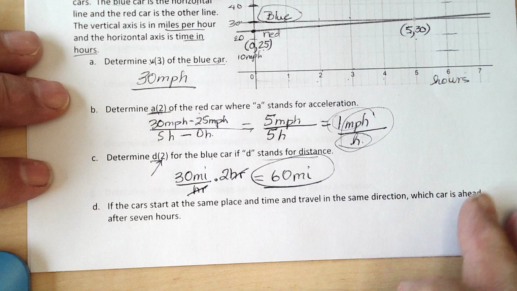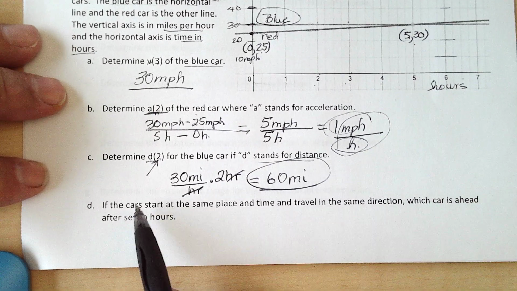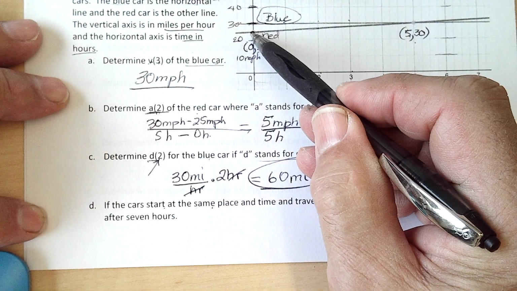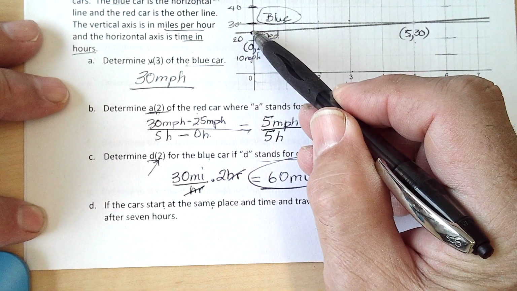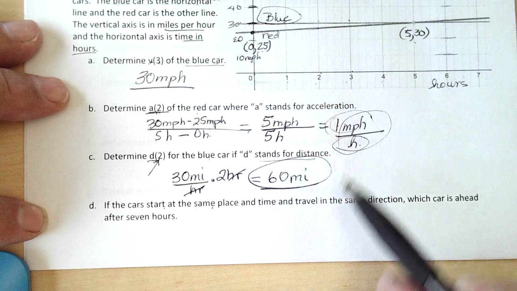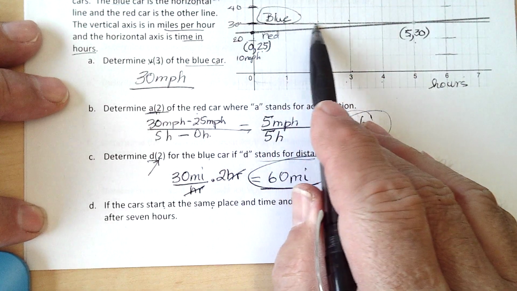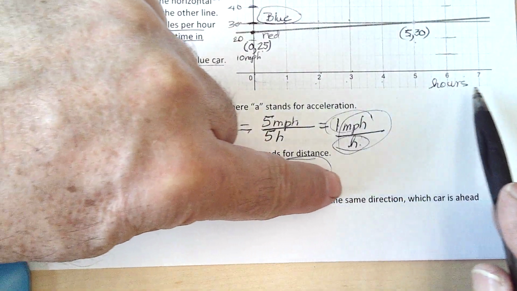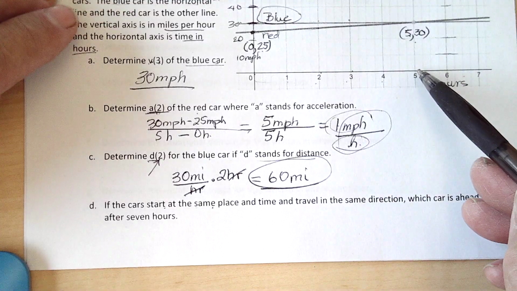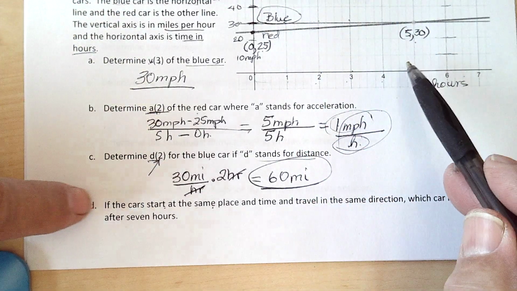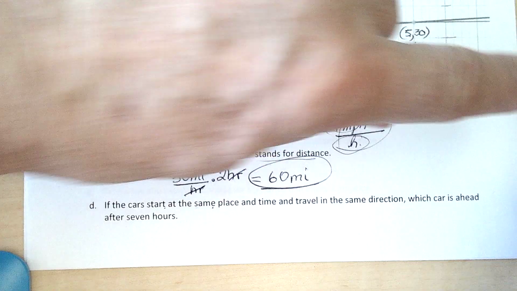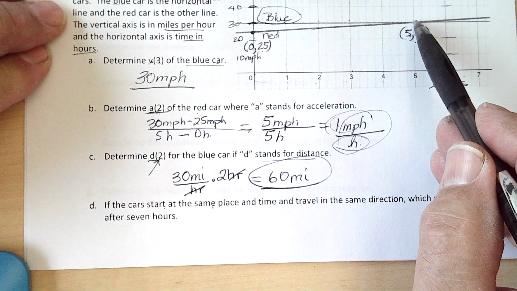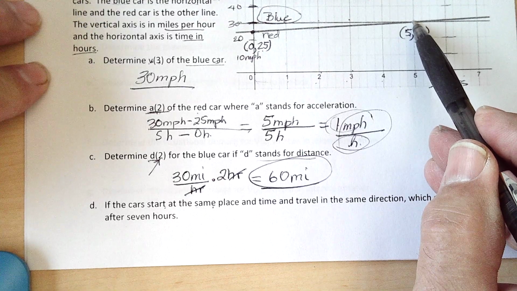And now, if the cars start at the same place and the red one's going slower, 25 miles per hour, than the blue one at 30 miles per hour, then the blue car is going to get ahead of the red car because it's going faster. And at 5 hours, the red car finally gets going the same speed as the blue car, but the blue has been going faster all the way up until then, so it's got a substantial lead.